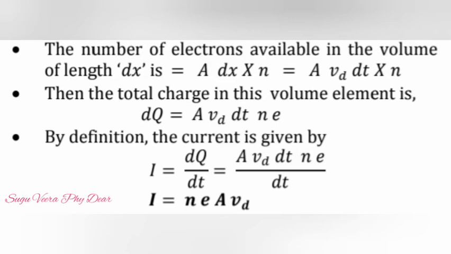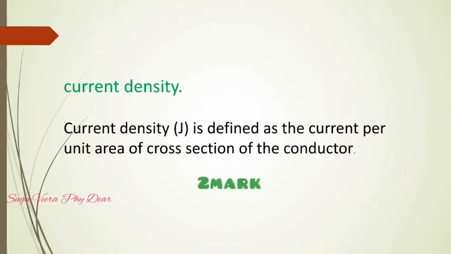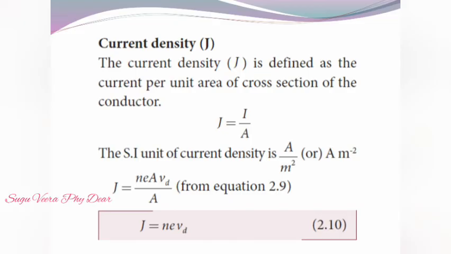Next, to find out current density. Current density J is defined as the current per unit area of cross section of the conductor. Current density J equals I divided by A. The SI unit of current density is A divided by m square, or A m power minus 2. Then the current density J equals n e A Vd divided by A. Here n e A Vd is current from equation number 2.9. So rearranging, J equals n e Vd.